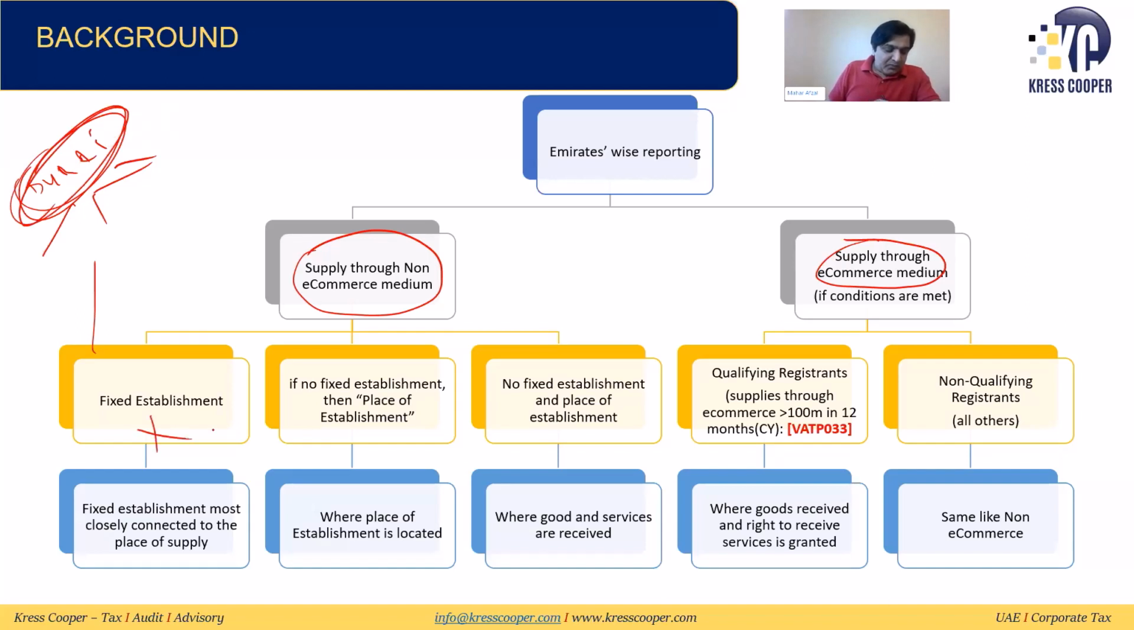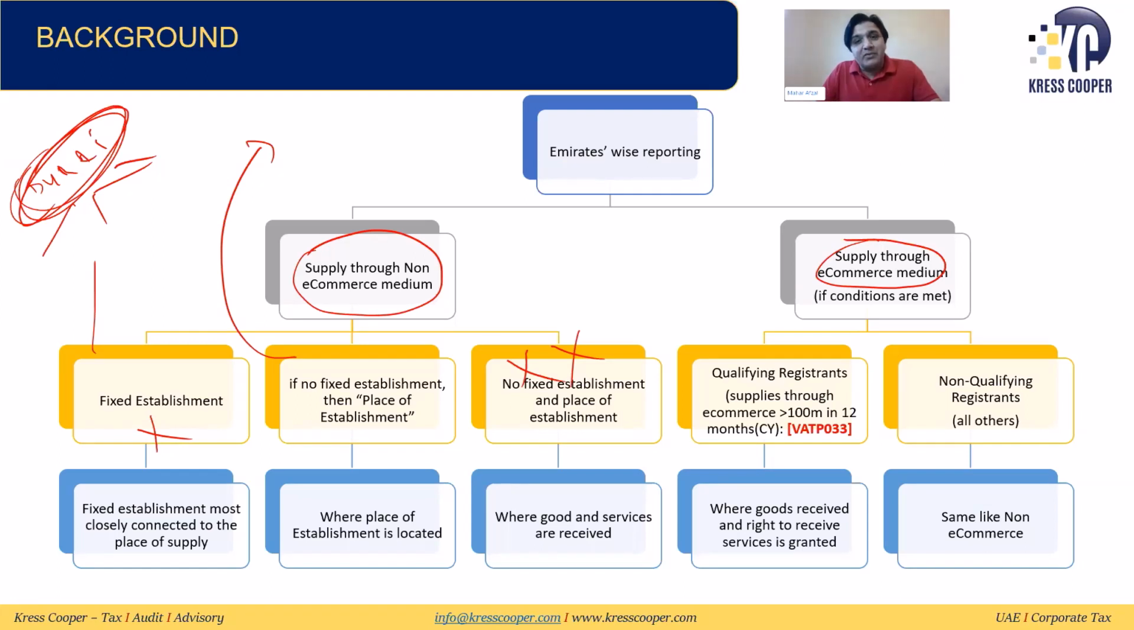Now, if there is no fixed establishment, what is the difference between a fixed establishment and a place of establishment? A fixed establishment is the place from where day-to-day business is being conducted. A place of establishment is where the entity is legally registered. So if there is no fixed establishment, and the place of establishment is most closely connected to the supply, then we need to report where the place of establishment is located. Where there is neither, we need to report in the Emirate where these goods or services are being received. This is the supply through the non-e-commerce medium.